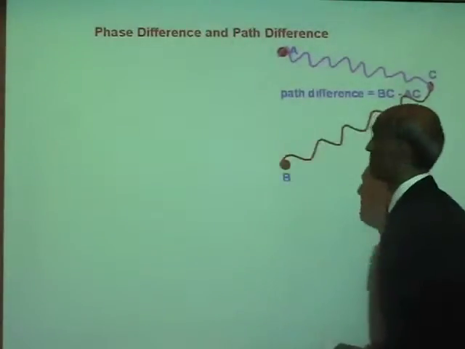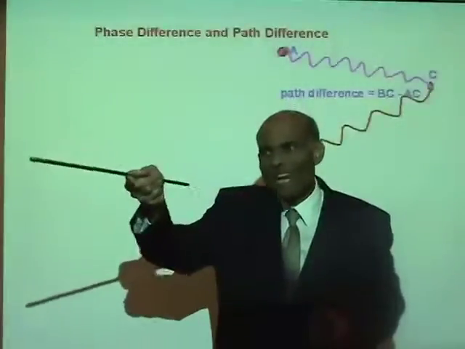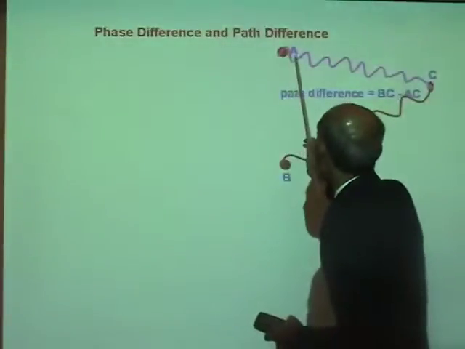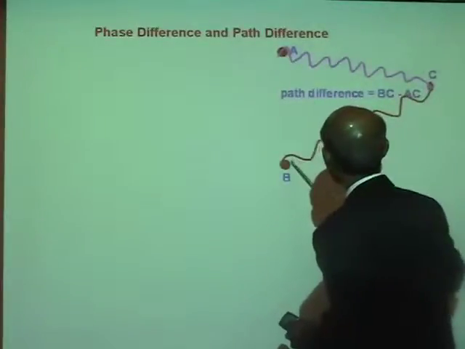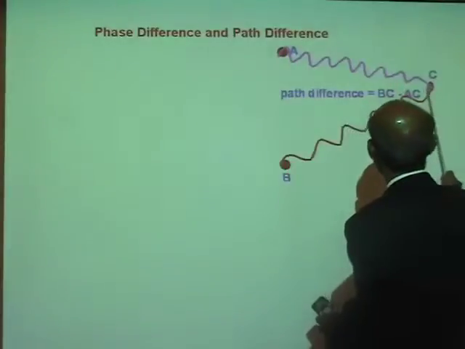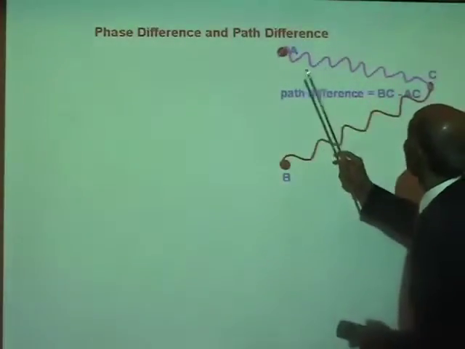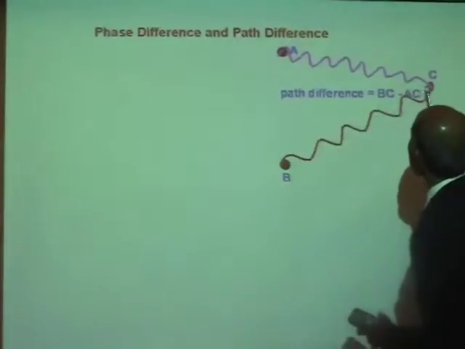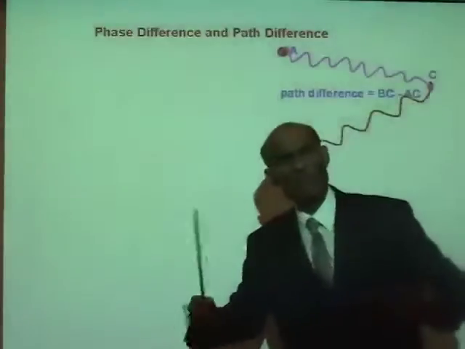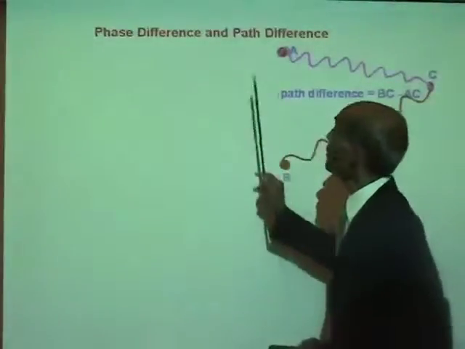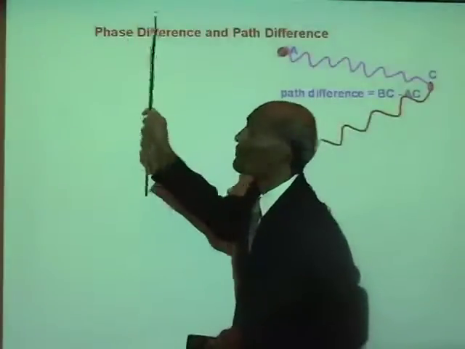The path difference. What is the meaning of path difference? A path stands for length of the path. This is the length of the path taken by waves from here, and this is the path taken by waves from here. So path difference is the length BC minus the length AC. That is what we call the path difference. Now, we're going to discuss how the path difference is related to phase difference.